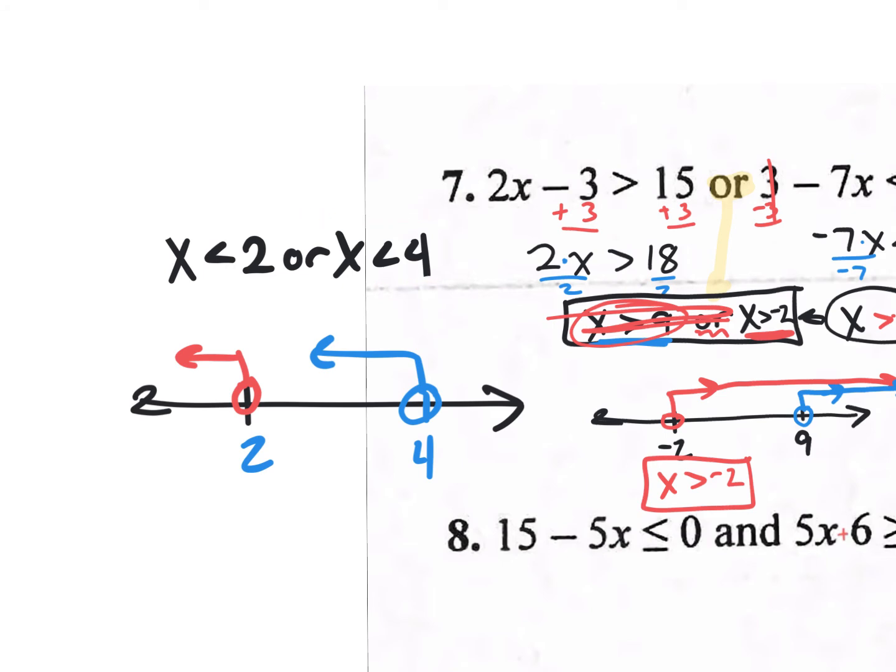X is less than 4. Because over here it would satisfy both. That would imply the word and. Right here it's satisfying the blue one in this area, and that's all that matters as long as it satisfies one or the other. So you would just say x is less than 4 in this situation. Does that make sense?